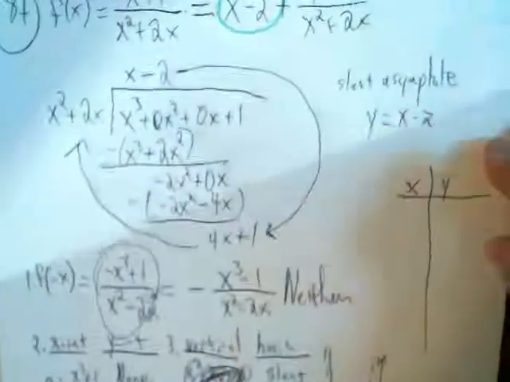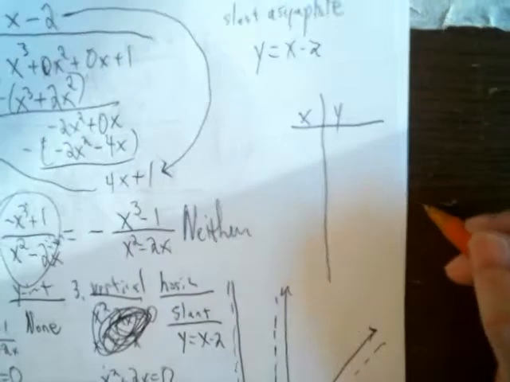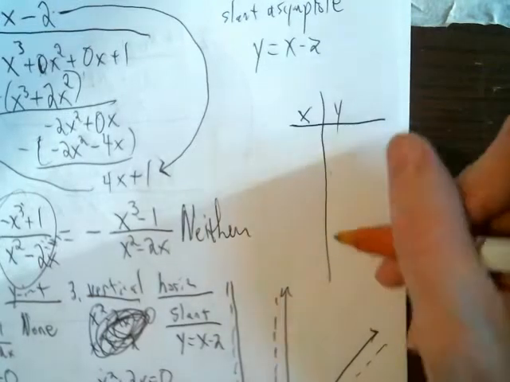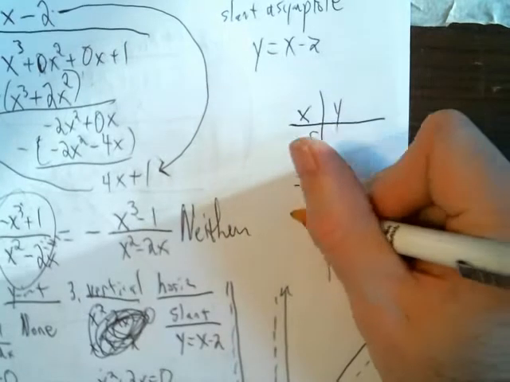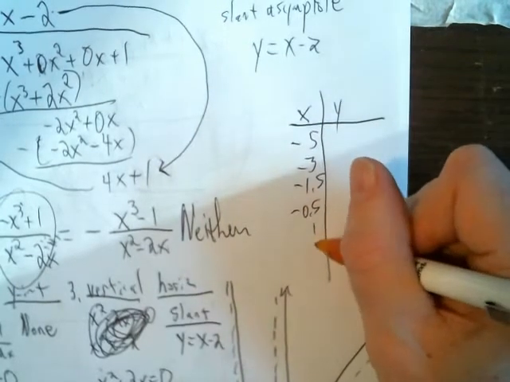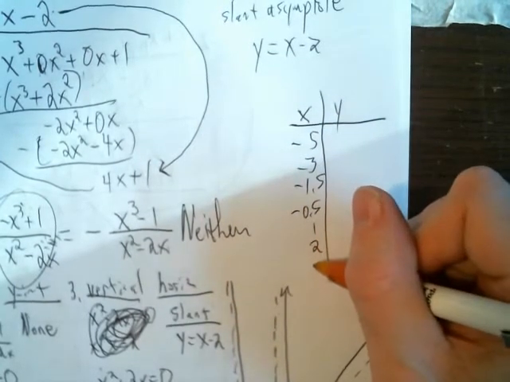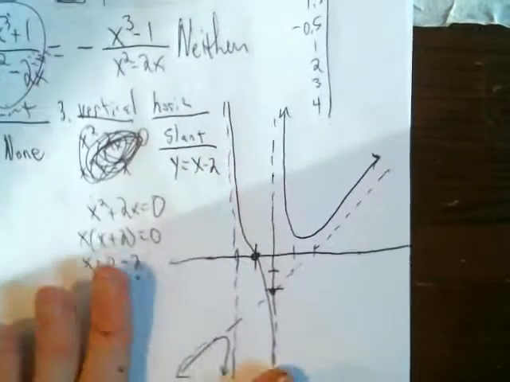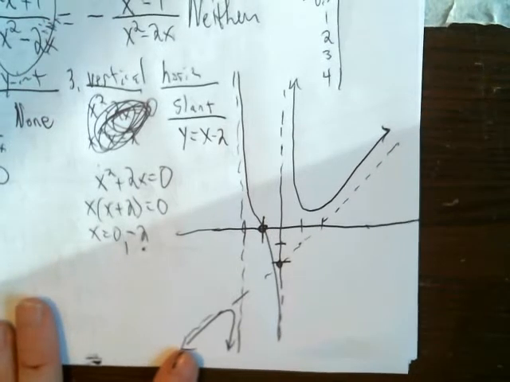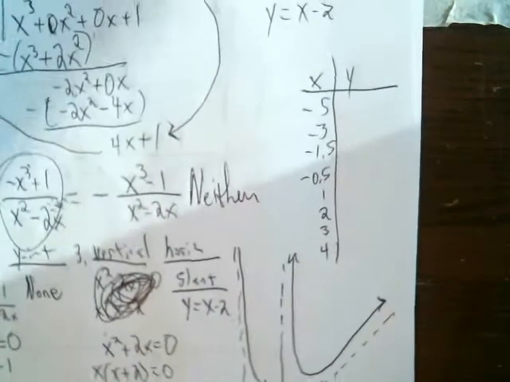All right, so you're probably going to want to plot some points to make that work out for you: -5, -3, -1.5, -0.5, 1, 2, 3, and 4, and that'll get you this picture pretty much. It'll give you the scaffolding for that picture.